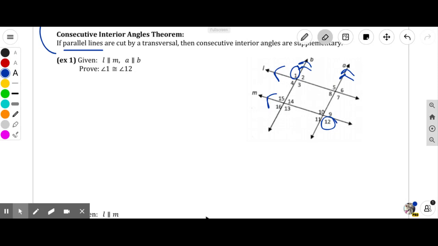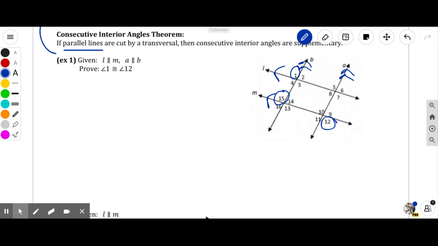And so what we're going to do is find an angle, and there are a few of them, that 1 and 12 both have a relationship with. So say 5. 1 and 5 are corresponding. 5 and 12 are alternate exterior. Another one could be 15. 1 and 15 are corresponding. 15 and 12 are alternate exterior. So basically find one of them. 5 is another one. 13 is another one. I'm sure there are more. But find an angle that they both have a relationship with.